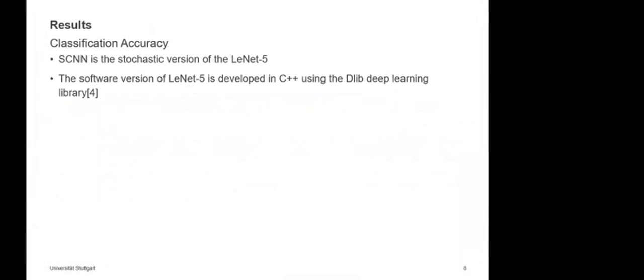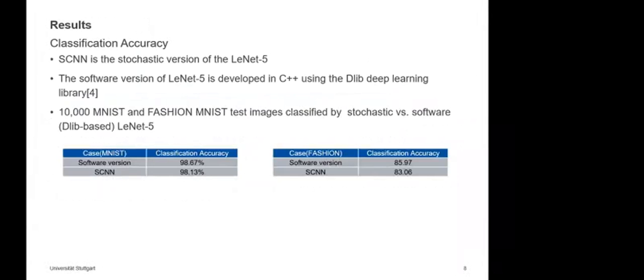Results. Classification accuracy. Now we have 2 models of the same LeNet neural network. One is the stochastic version and the other is the software version. Both of these models were subject to 10,000 MNIST and Fashion MNIST test images. It is evident from the results that the stochastic convolution neural network performs almost identically to the software version in terms of classification accuracy.